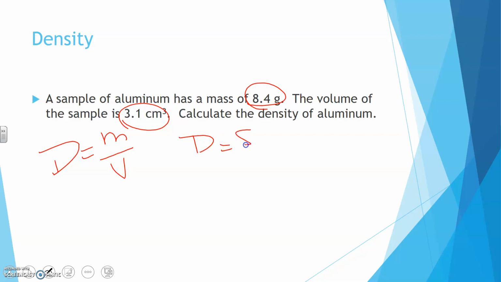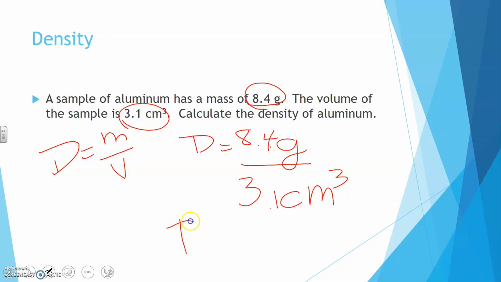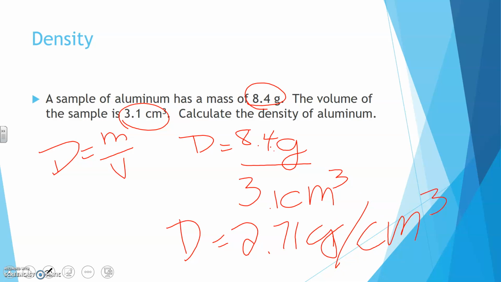So density equals 8.4 grams over 3.1 centimeters cubed. If you do that calculation, you end up with a density of 2.71. For the units, you do the exact same thing as you do with the numbers. We have grams over centimeters cubed, so our units are grams per centimeter cubed.